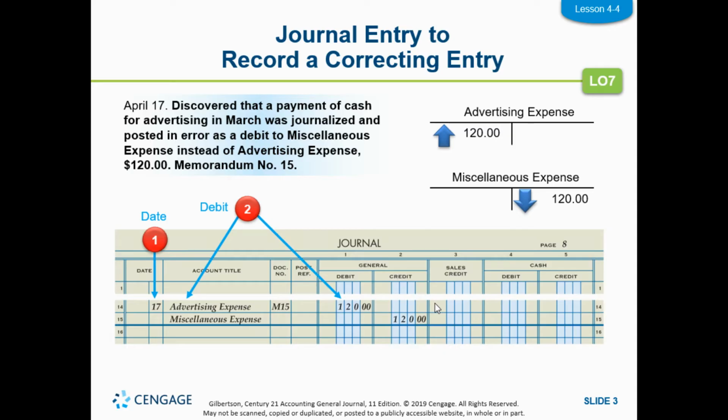Again, step 1, record the date. Step 2, put the debit amount in with the advertising expense description. Step 3, put in your credit amount. Again, general credit. We'll go to line 2 and put in miscellaneous expense, because none of our special column items, sales credit, cash debit, or cash credit, are affected. Source document is M15. Four-step process, just like we did in our last chapter.